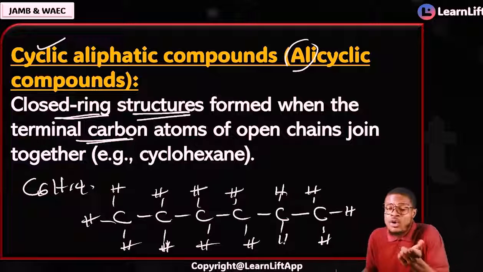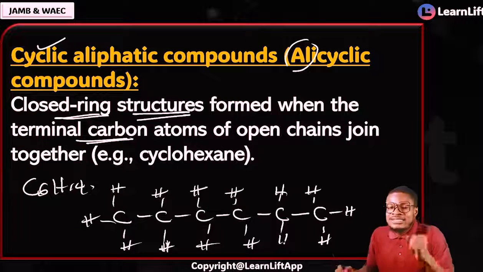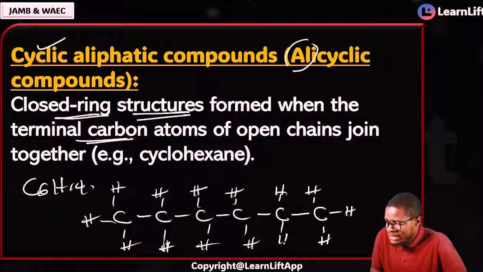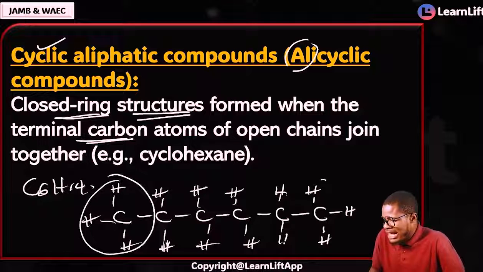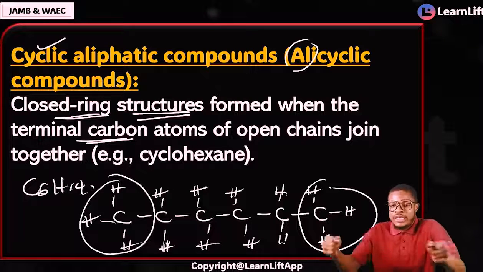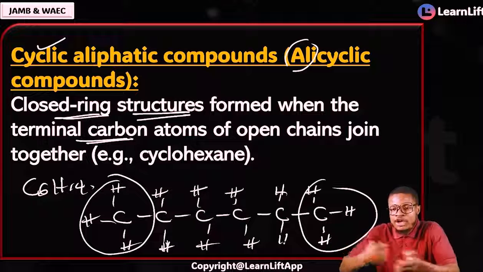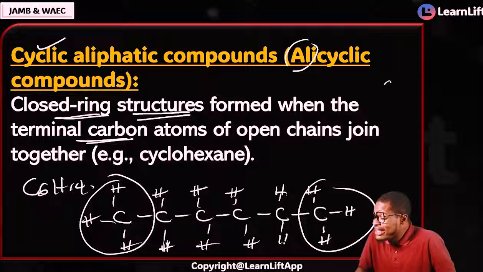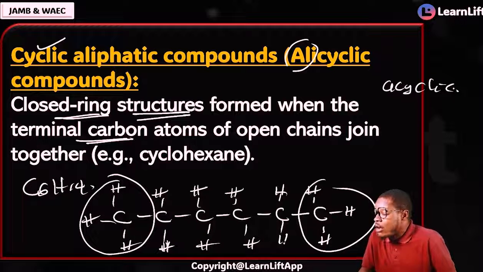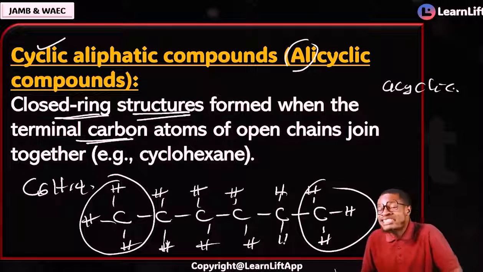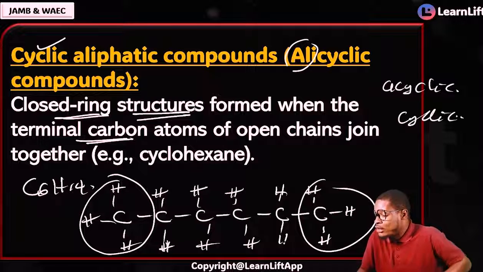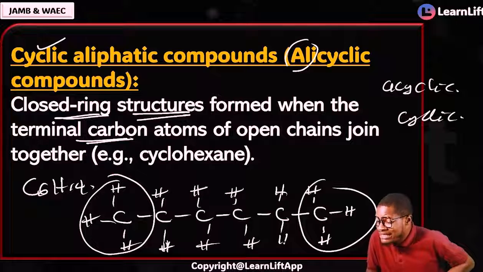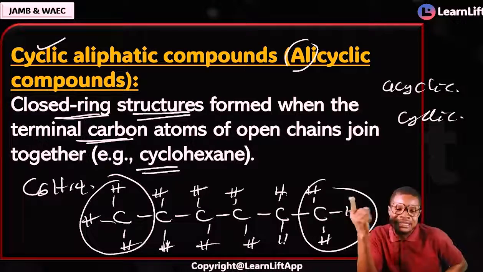Hexane is not cyclohexane. In cyclohexane, look at it now, the terminal ends are joined together. If you join them, their entire structure will change. Hexane is an acyclic compound, but cyclohexane is your cyclic compound. That's why anything that starts with cyclo in the name is a cyclic compound.